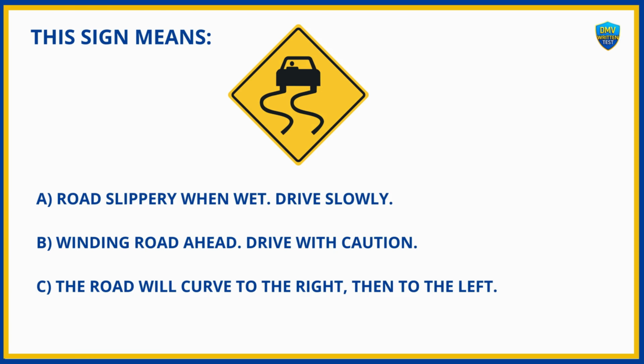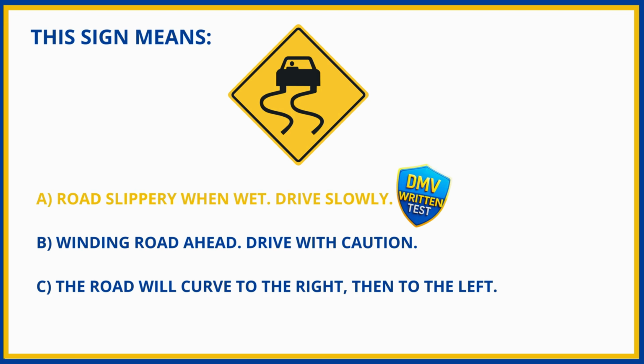This sign means A. Road slippery when wet. Drive slowly. B. Winding road ahead. Drive with caution. C. The road will curve to the right, then to the left. And the answer is A. Road slippery when wet. Drive slowly.